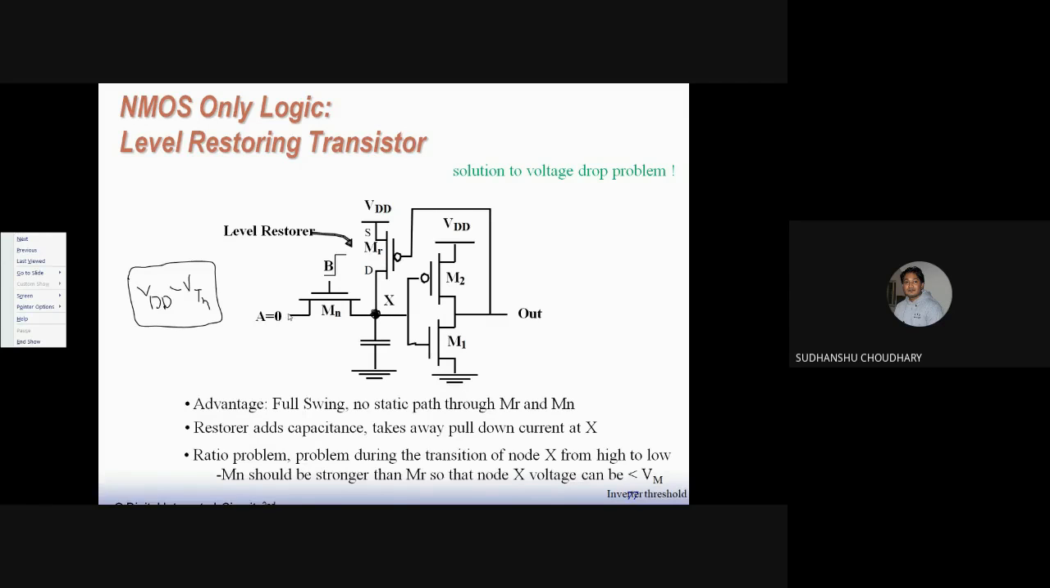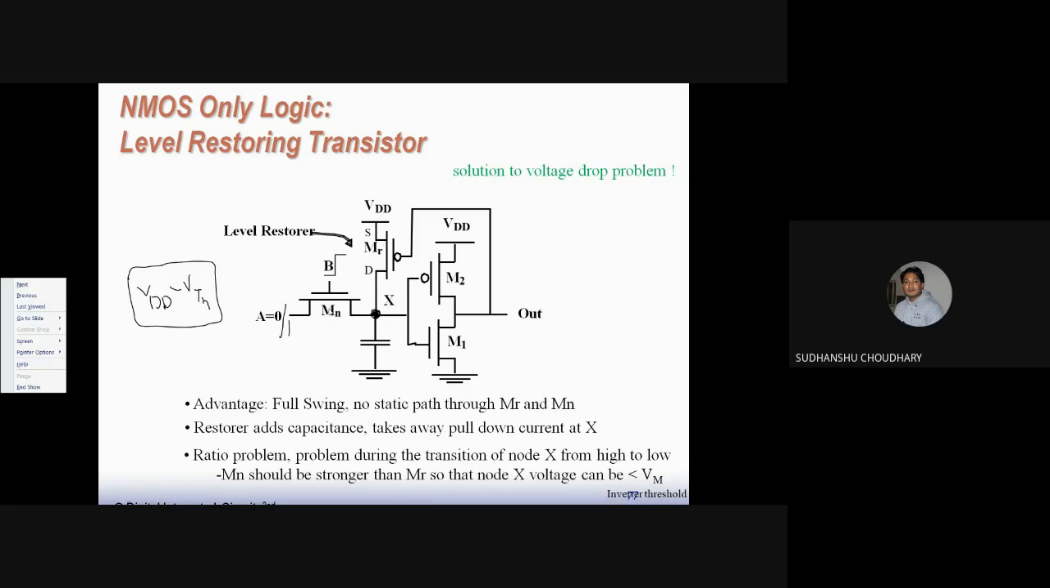So when I want to pass a 1 over here, instead of having VDD minus VTN, I will see full VDD appear here. But then there is a problem when you try to pass a zero. If you try to pass a zero by the same MOSFET to this point X, that zero cannot be passed unless the level restorer is weak. If the level restorer is strong, it will try to charge this node to VDD. However, this transistor MN is trying to pass zero or ground to this node, and this one is trying to charge this node to VDD.